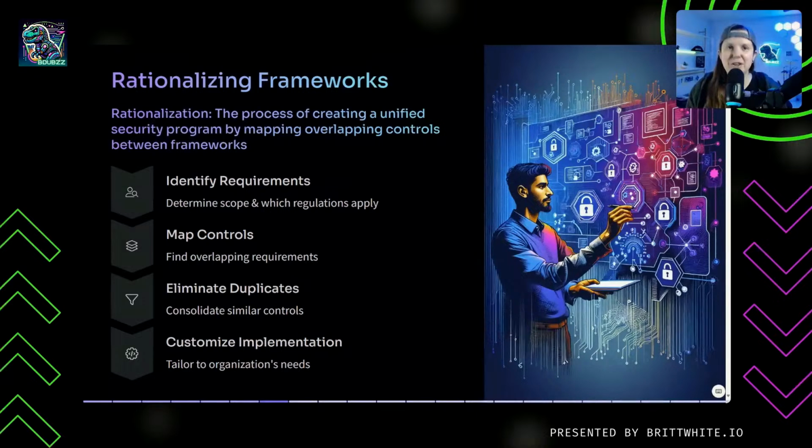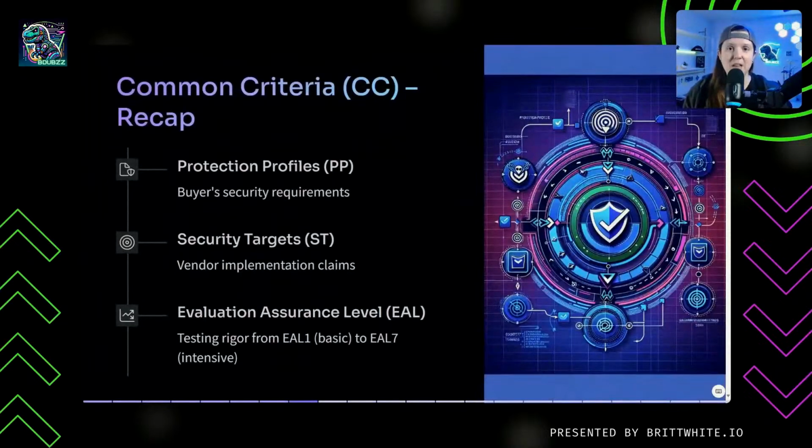Now let's explore another powerful tool we discussed in the last session, the Common Criteria. You might remember the Common Criteria, or CC, from our last session. It's a global standard for evaluating IT security products. Thanks to the Common Criteria Recognition Arrangement, or CCRA, certification in one country is recognized by other participating nations, making it truly international. Let's do a quick refresh.